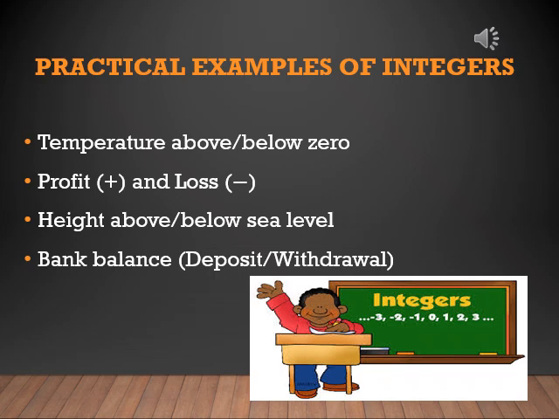Now some examples of negative integers. Steps backward in a game, minus 2 steps, minus 4 steps. Floors below ground level, that is basement, minus 1, minus 2. Marks lost in a test, minus 3, minus 5. Temperature below 0, minus 5 degrees Celsius, minus 10 degrees Celsius. Examples of 0: bank balance of rupees 0, temperature 0 degrees Celsius, no movement forward or backward, that is 0 steps.